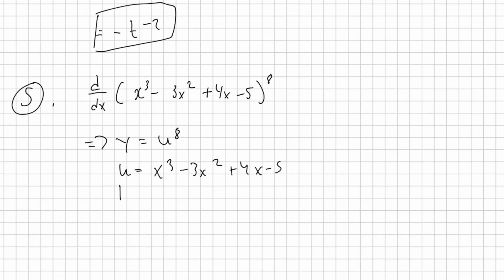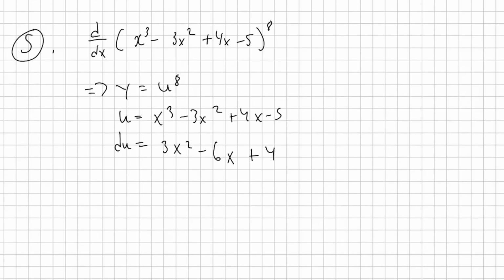And therefore my derivative, du, is going to be equal to 3x squared minus 6x plus 4. This is going to be my du. Remember, the derivative of y, dy, is going to be equal to 8u to the 7th. So now we can substitute everything together to get our final answer.